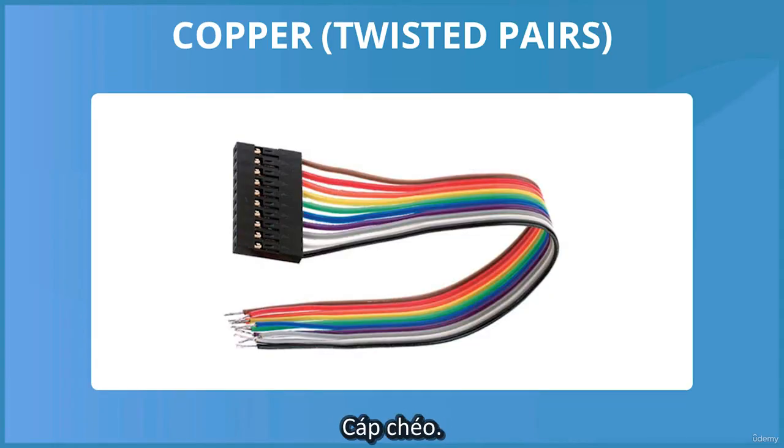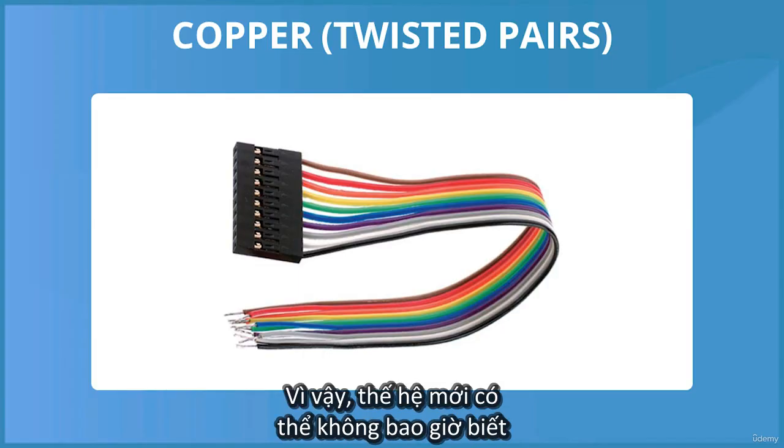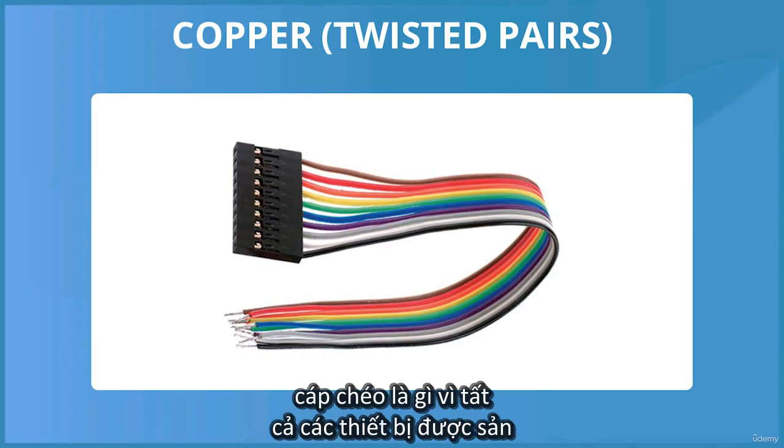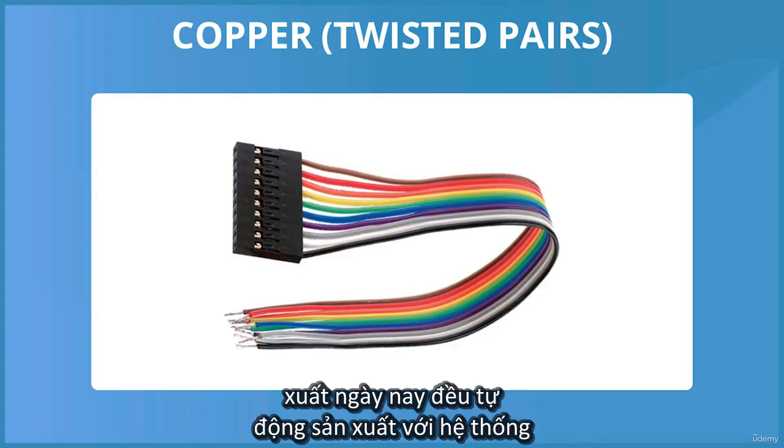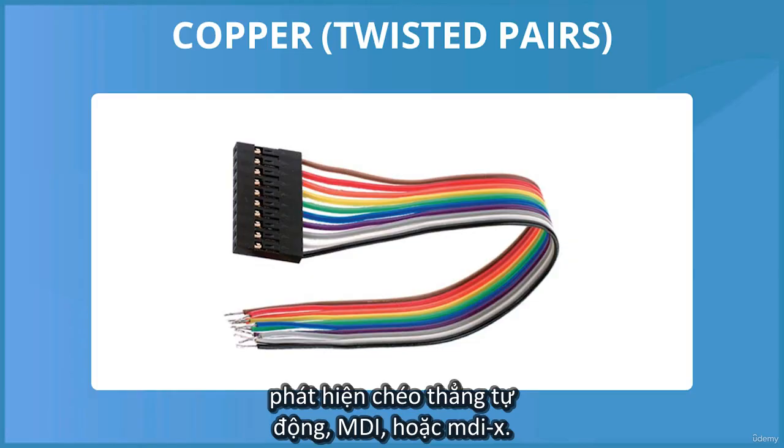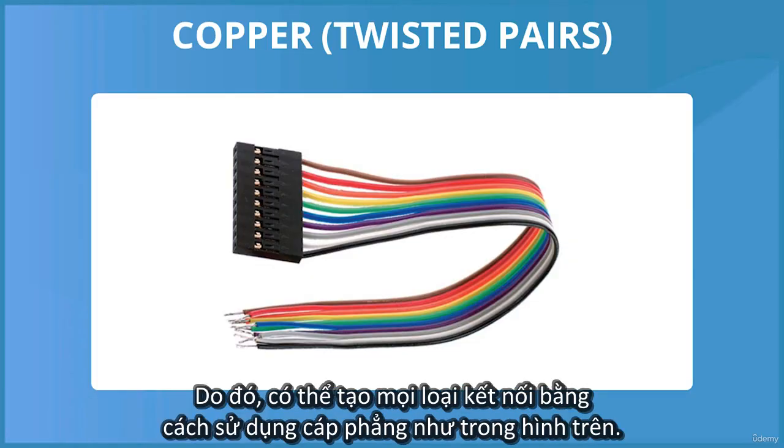Flat cable, cross cable. All right, so the new generation might not ever know what a cross cable is, because all devices produced today are automatically produced with a straight-cross detection system, auto MDI or MDIX. Therefore, it's possible to make all kinds of connections using the flat cable pictured above.